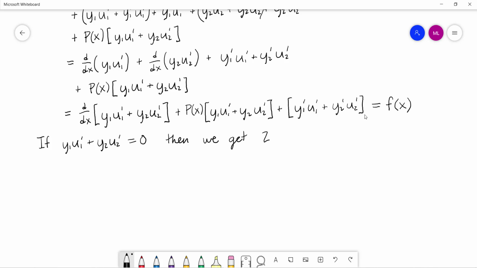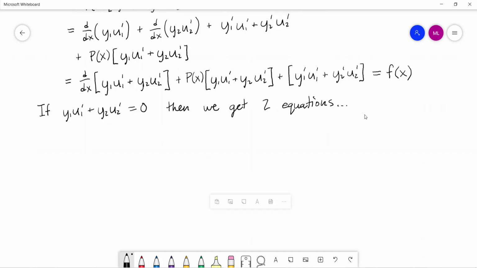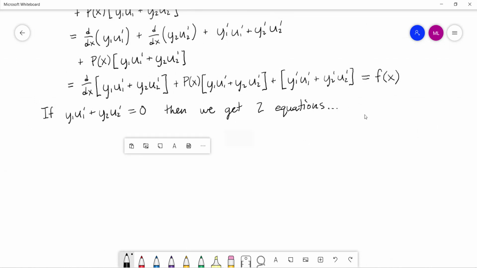We get two equations out of this. The first equation is the one that we just forced. So let's force this to be true. That can be one of our equations. So equation 1 will be the one that we just forced.